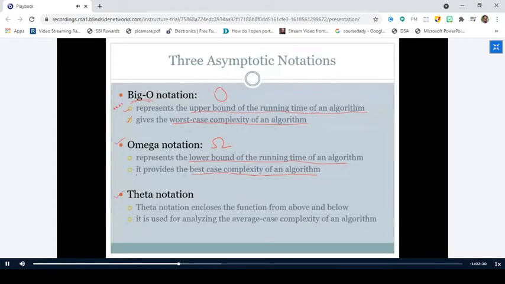And the third one is the theta notation. This one, theta.